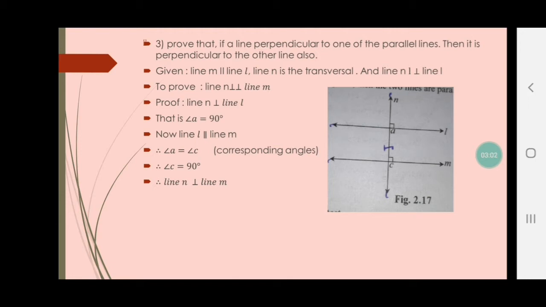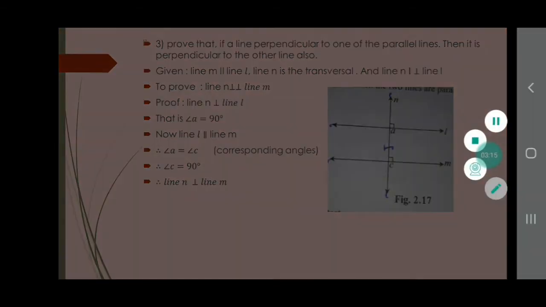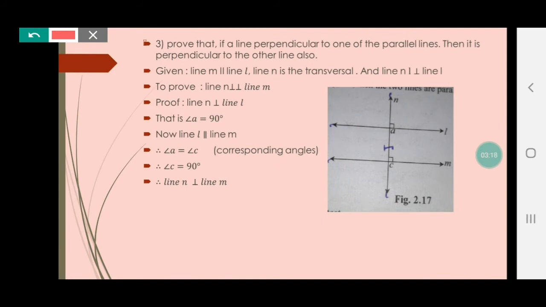Question number 3 is: prove that if a line is perpendicular to one of the parallel lines, then it is perpendicular to the other line also. So here we begin. What is given to us? Line L is parallel to line M, and N is the transversal, and line N is perpendicular to line L. What we have to prove is that line N is perpendicular to line M. This we have to prove, right?